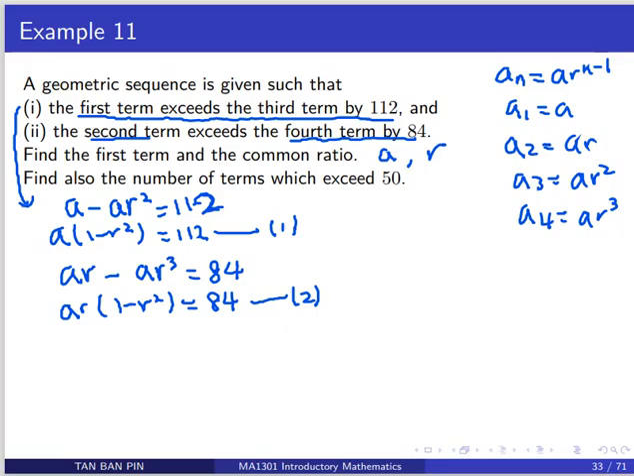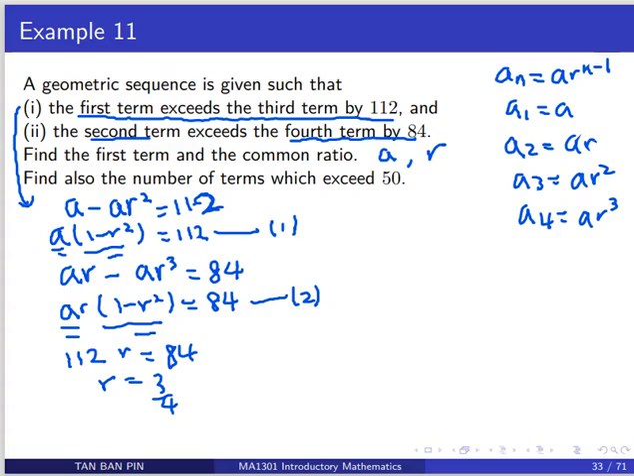And then you notice that you can just substitute. You can actually make a substitution. Okay. So you'll find that a(1 - r squared) is the same as the left hand side of equation 1, a(1 - r squared). So it can be replaced by 112. So that's why it becomes 112r is 84 if you make a substitution. So with that, you get r is 3/4.